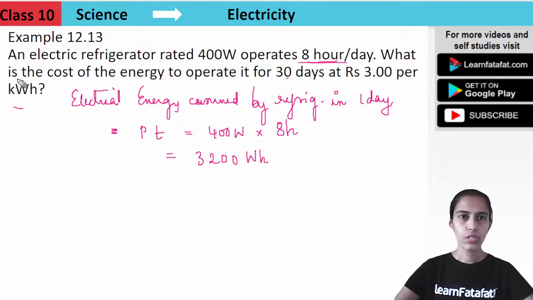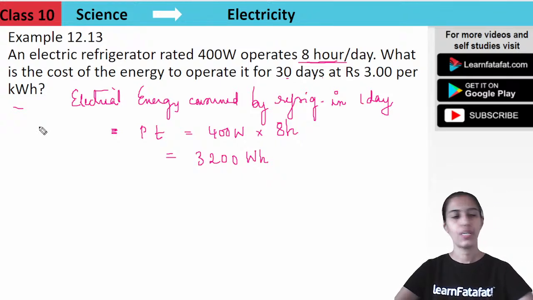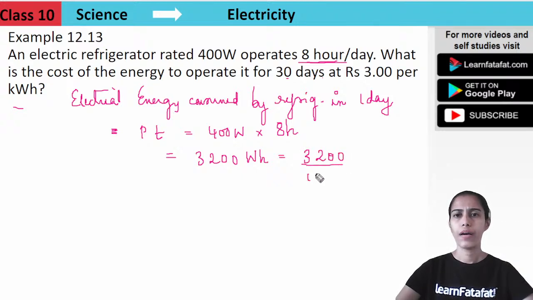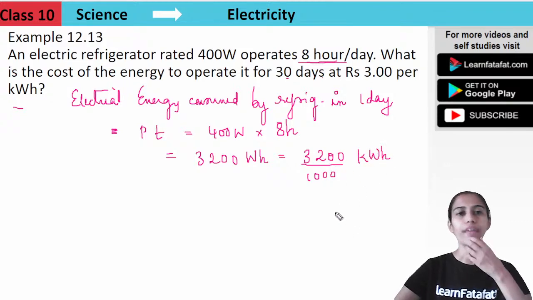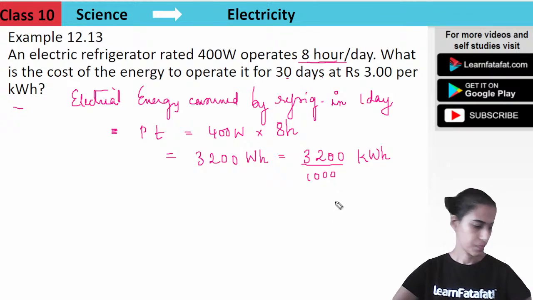But in which unit do I want the electrical energy consumed? I want it in kilowatt hour. So convert this to kilowatt. How do we convert watt to kilowatt? That, you know, it will be divided by 1000, right? So this will give me kilowatt hour. Okay?